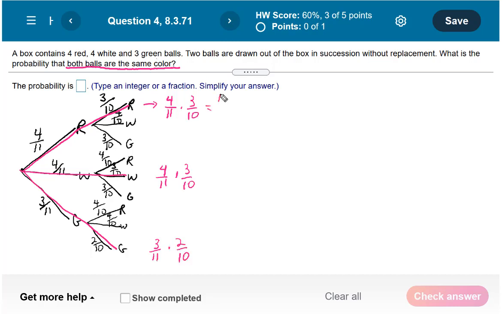This would be a 12 over 110. This would be a 12 over 110. This would be a 6 over 110. So that would be 30 over 110. As you see, we need either an integer, that's not going to happen, or a fraction. In other words, they don't want a decimal. Since both of these top and bottom numbers end in 0, we can divide by 10 and have 3 out of 11.